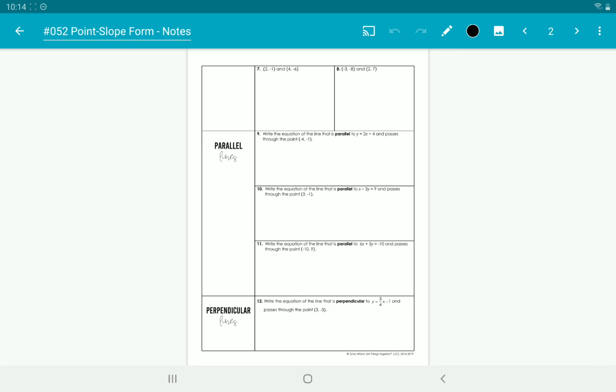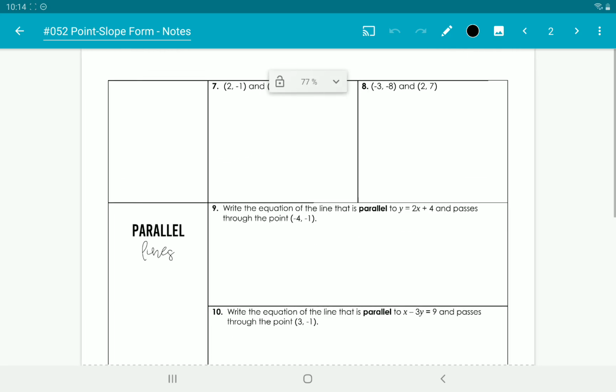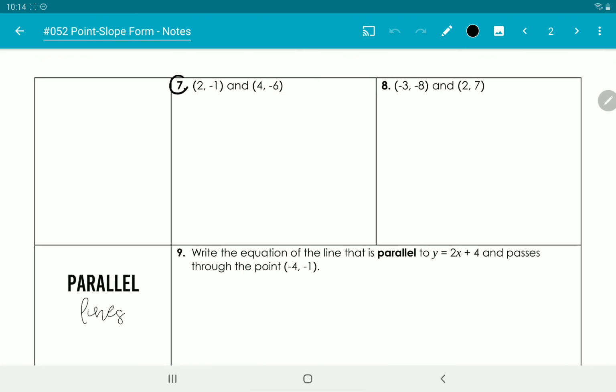So now I want you to go ahead and pause the video and try number 7. Try to get y equals something x plus some other number. Pause it right now, try and get that answer, and then I will go over it.